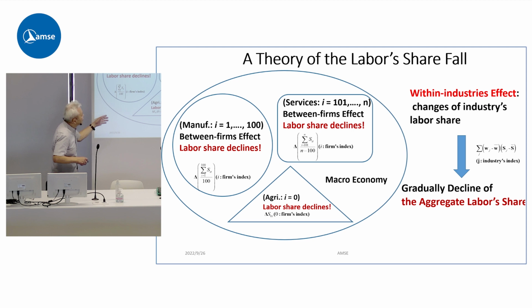So now I think finally you aggregate this. The aggregate labor share is going down. Okay, so each industry's labor share is down, and you add them up. So the macro-based aggregate labor share is going down. Something like that. Okay. Any questions? This is the end of my slide.